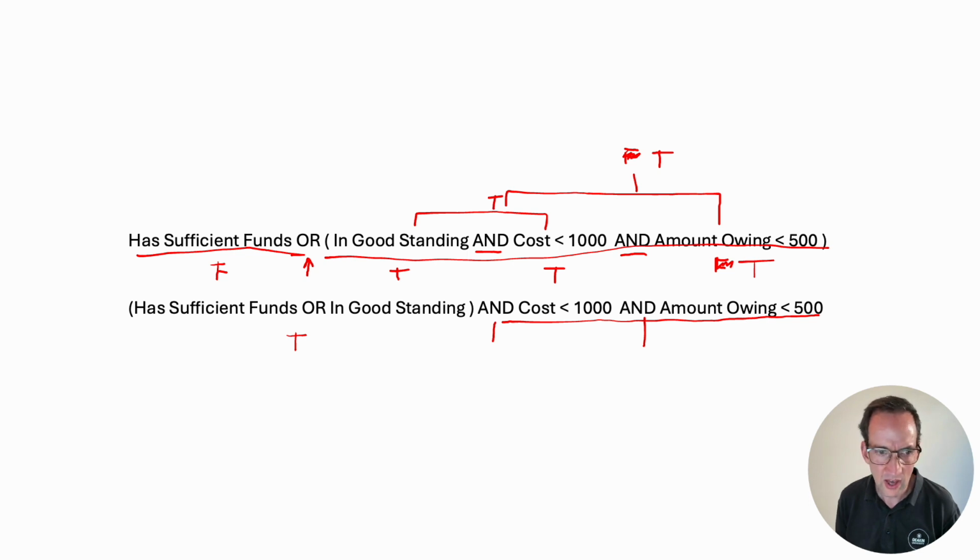Whereas here they could either have sufficient funds, so maybe they don't have sufficient funds, but they are in good standing. So if they don't have sufficient funds, they are in good standing. False or true is true, and the cost is less than 1,000, so that's true. And the amount is less than 500, and that's true. So it'd be true, and true would be true.